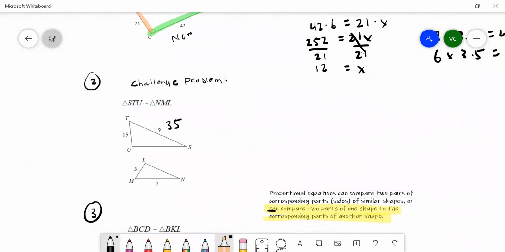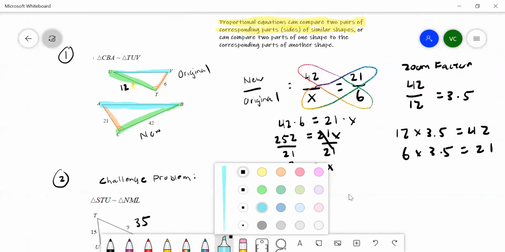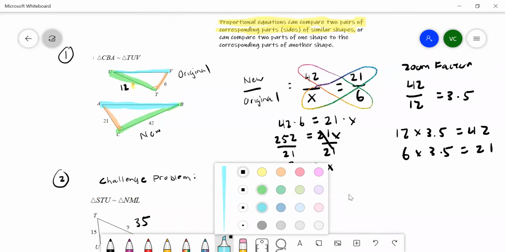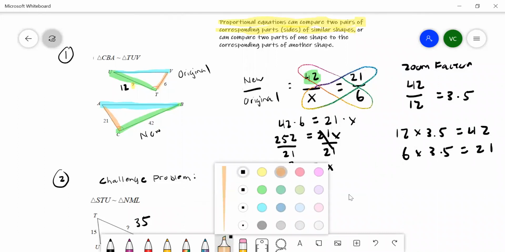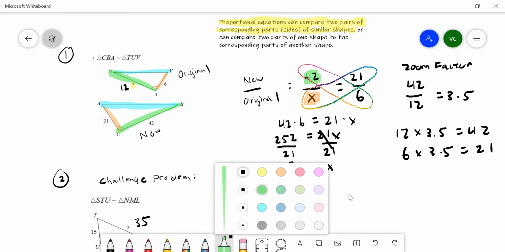And a final thing I'm going to do is just highlight the colors that we did. So we said on this one, we compared the new over the original, right? And we did green over orange.